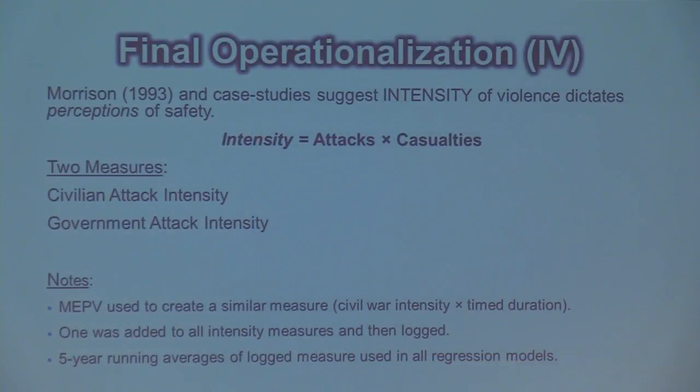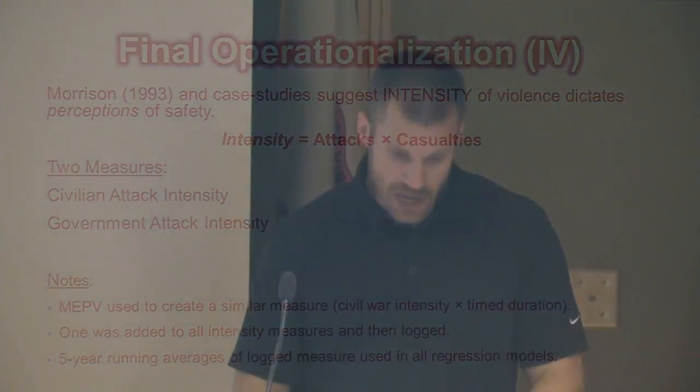So we created a running count of how long the Civil War had been going on, and we multiplied that by every year intensity. So we created equivalent measures across the board, basically, so that we could test our hypotheses. One thing I also want to point out before I move on with the dependent variable and get into the hypotheses is that we did create 5-year running averages of all these measures.